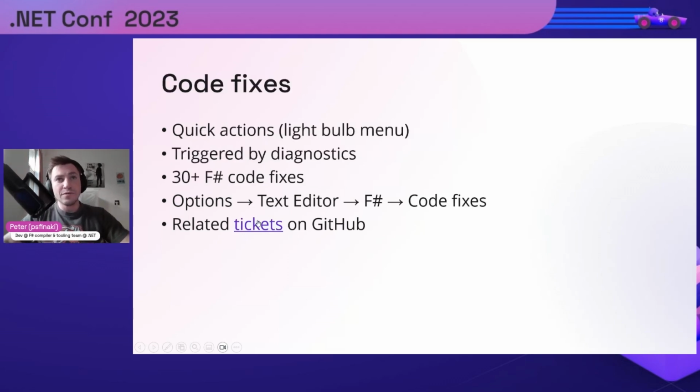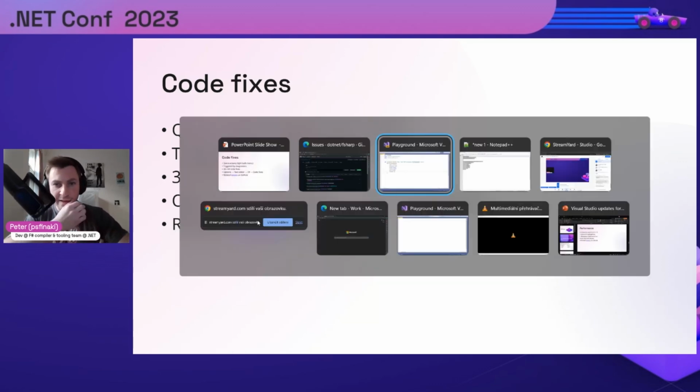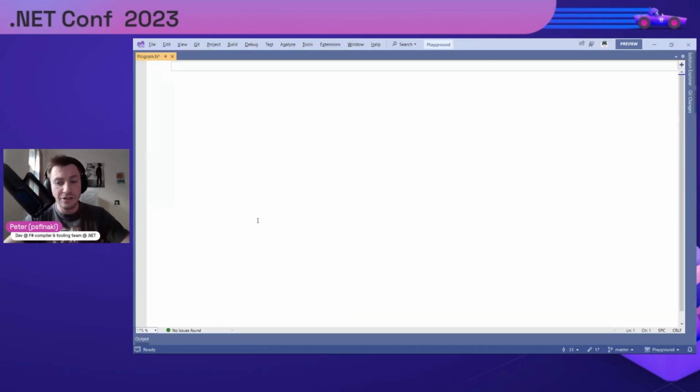Code fixes. Let's move to the code fixes. Code fixes are quick actions available in the light bulb menu. They are triggered by diagnostics: errors, warnings, or informational messages. Diagnostics have an ID and a location, and they are often indicated by a squiggly line. Code fixes automatically resolve the diagnostics. Again, let's see them in action.